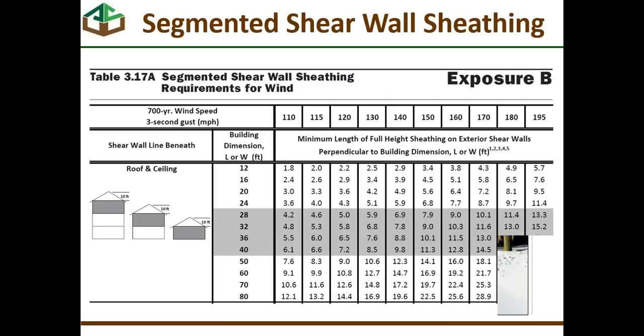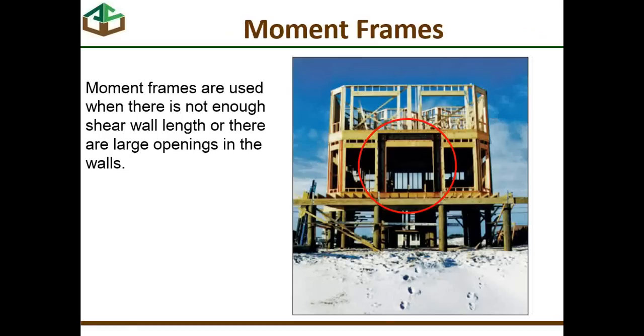So there is a segmented shear wall table and nailing requirements that are covered in the Wood Frame Construction Manual. And when we don't have enough shear walls, one of the ways to handle it is, some people call these portal frames. The metal building industry would call them portal frames. But when there are big holes in the walls that you have to use to resist lateral loads, sometimes we have to revert to designing moment frames.